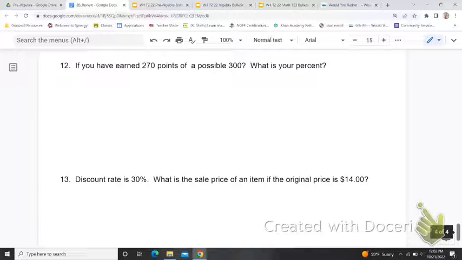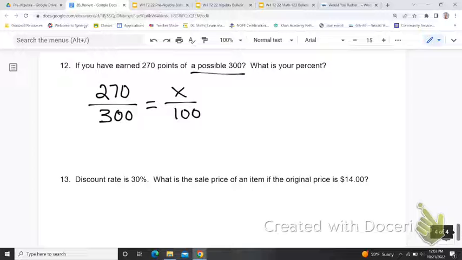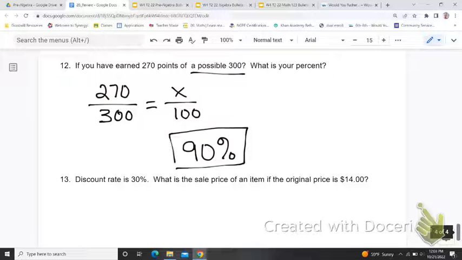Right, looks like we might make it before the battery runs down. If you have earned 270 of a possible 300, what is your percent? So 270 would be my part. 300 is the total of a possible 300. We want to know what the percent is, so this is x over 100. Cross multiply, and we get 90%. Now, if it asks what is your percent, please be sure that you put a percent on your answer.